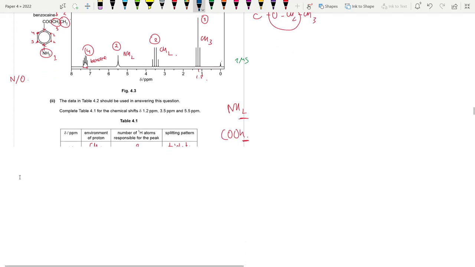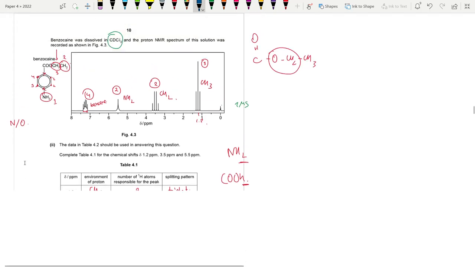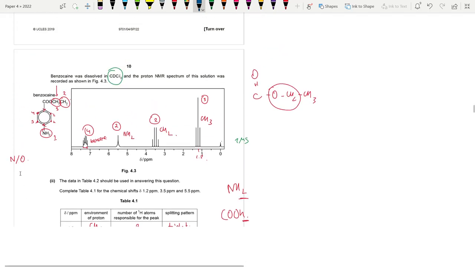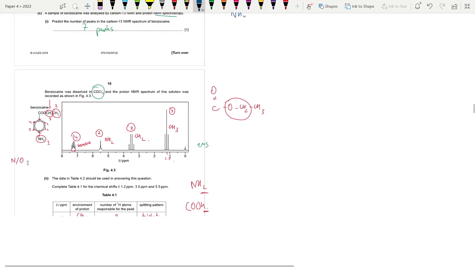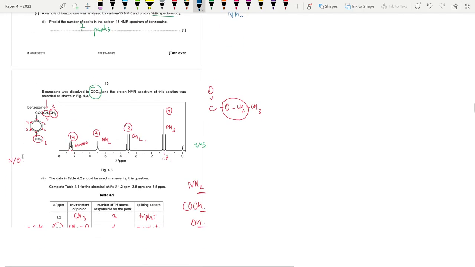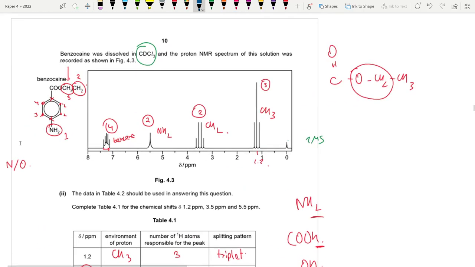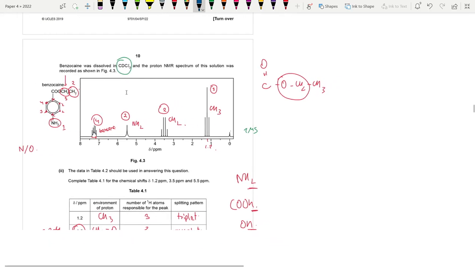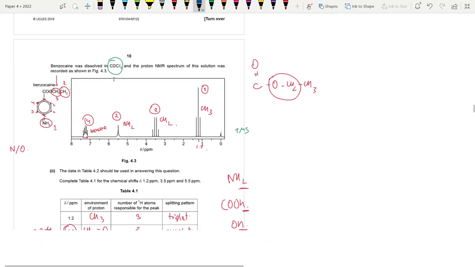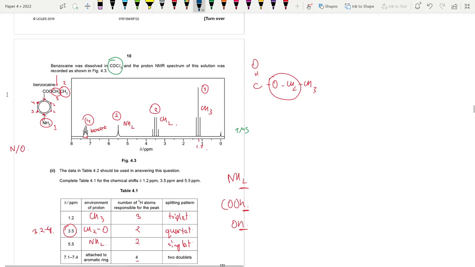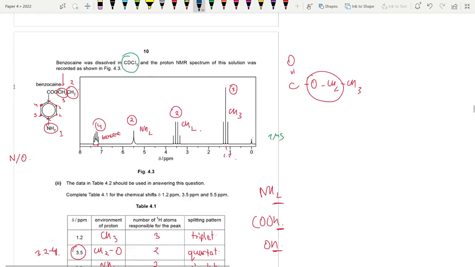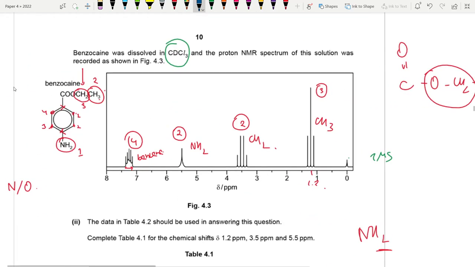Okay, so let's go to the next question. This is a question on the proton NMR of benzocaine. It was dissolved in CDCl3. This is called deuterated trichloromethane because we're using deuterium instead of hydrogen. The proton NMR spectrum of this solution was recorded as shown in figure 4.3. So what is the function of CDCl3? It acts as a solvent.